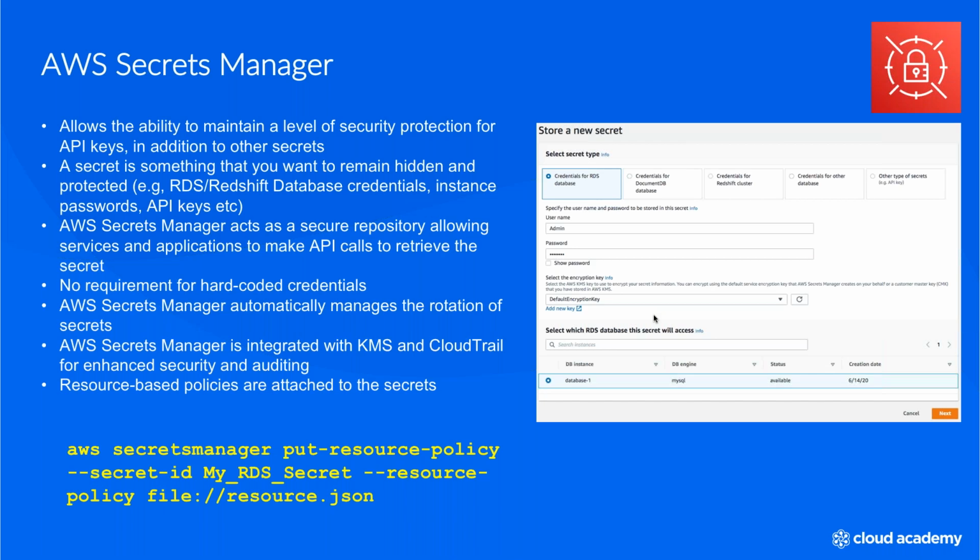Resource-based policies are attached directly to the secrets themselves and define which principals can perform which actions against that secret. And again, this can be done using the management console or the AWS CLI. If you look at that command at the bottom there, that following command would add a resource policy saved as resource.json to an existing secret named my RDS secret. So that could be run at the AWS CLI to apply that resource-based policy to that secret.